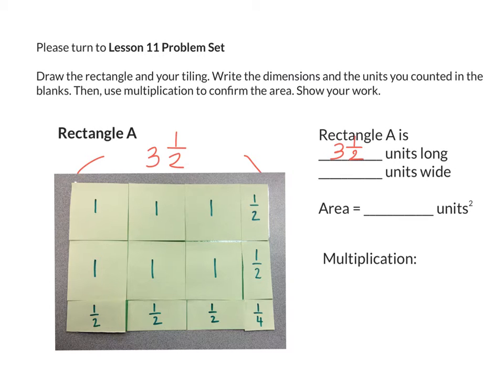So as we said, the length is 3.5 units. The width is how many units? 2.5. So you're going to label it like that. And you're going to write it over here too. So get in the habit of labeling your drawing and writing it in the answer.